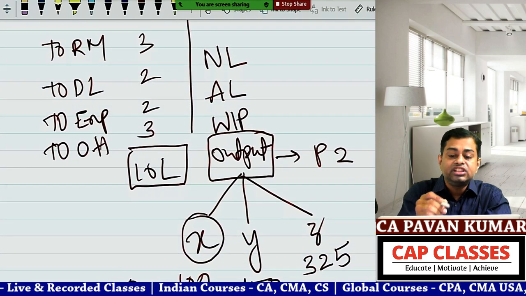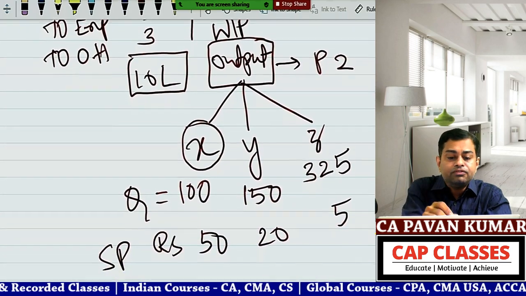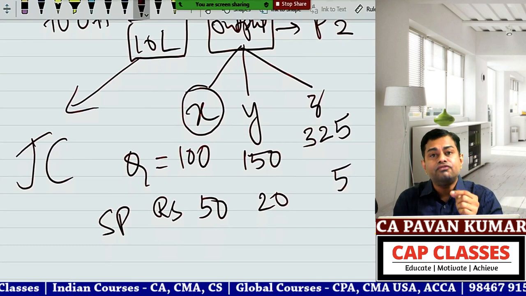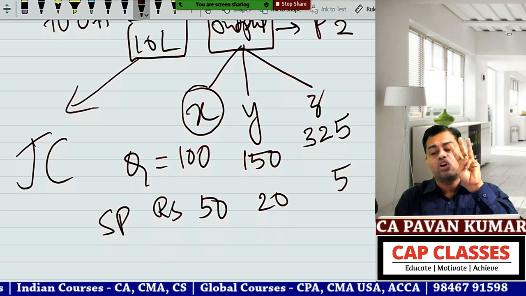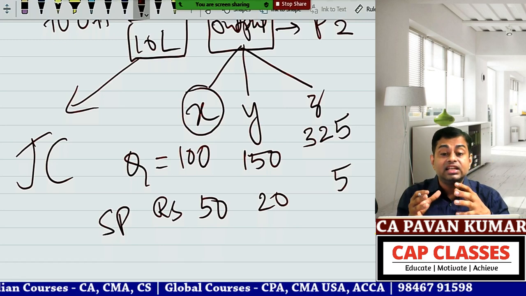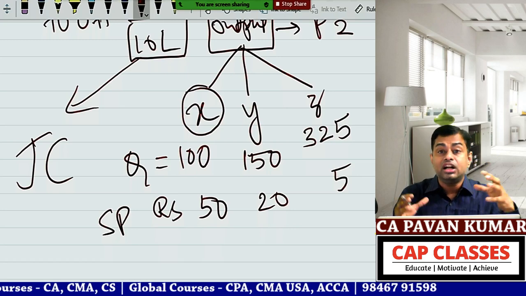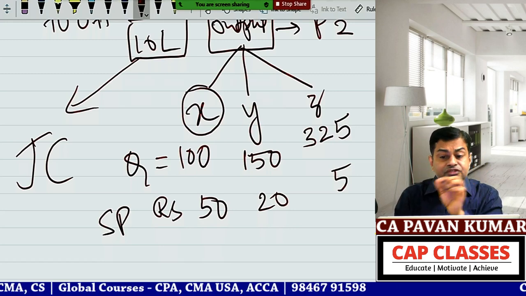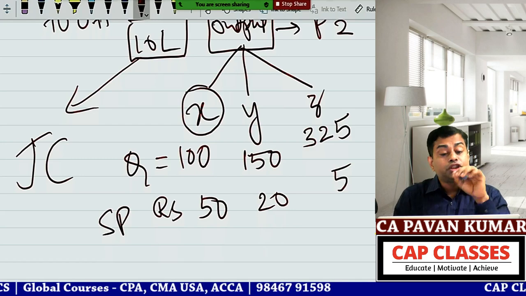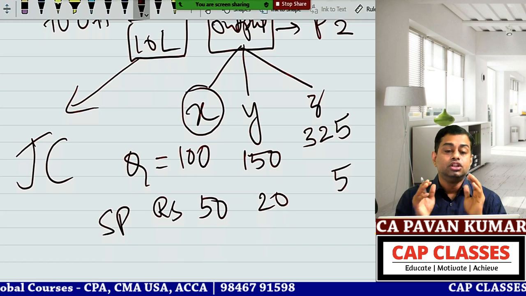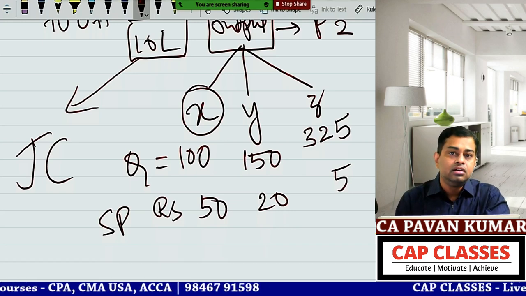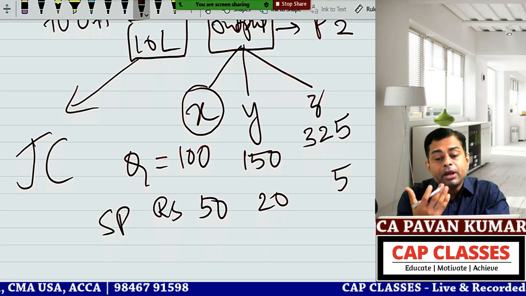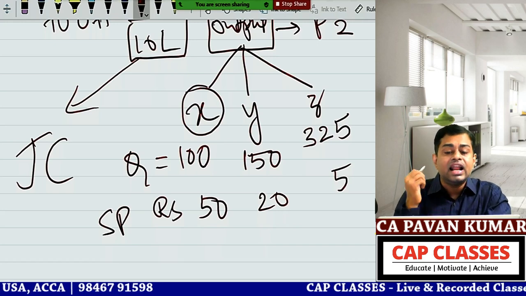Now the question is, Pavan sir, 10 lakhs is there. This 10 lakhs is called joint cost. So 10 lakhs is incurred for product X and product Y and product Z together. That means all these outputs X, Y, Z should have a share in joint cost. So this 10 lakhs is commonly incurred for X, Y, Z. Now, how much of this 10 lakhs belongs to X? How much of this 10 lakhs will be apportioned to Y? How much of this 10 lakhs will be apportioned to Z?